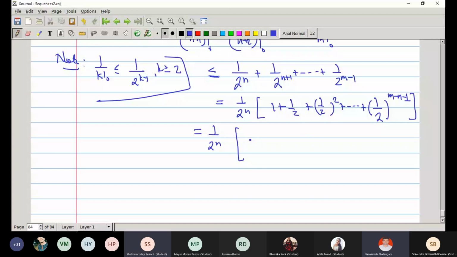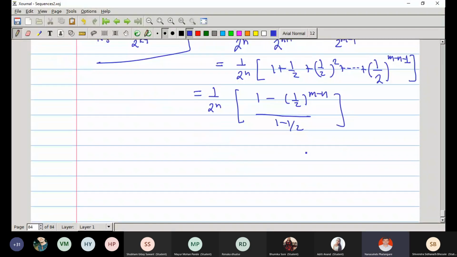Geometric sum, right? So 1 minus 1 by 2 raised to m minus n divided by 1 minus half, because it is 1 plus r plus r square up to r raised to something minus 1. So therefore it is 1 upon 2 raised to n, and here 1 minus half is half, and you can write it as this. So the bracket 1 minus 1 by 2 raised to m minus n is less than 1. So I can say that this amount is less than 1 upon 2 raised to n minus 1.